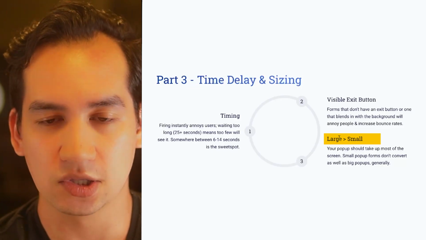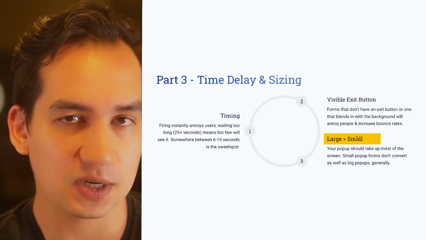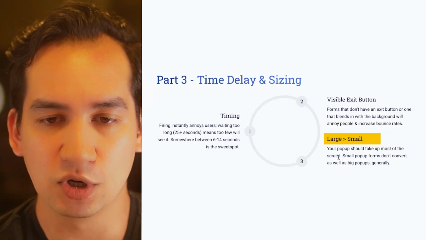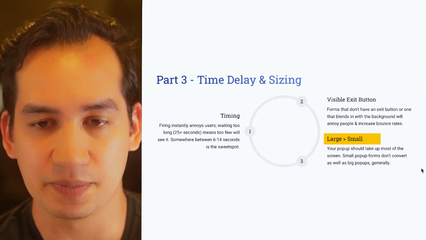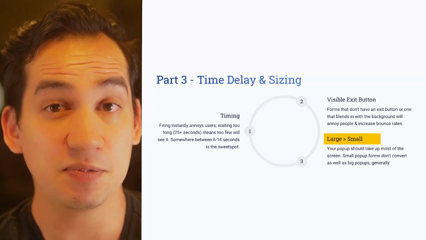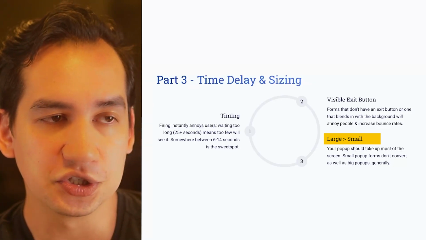Number 3, large pop-ups are better than small pop-ups. So your pop-up should take up most of the screen. Small pop-up forms don't convert as well as big pop-ups generally. So keep that in mind, especially on mobile too.